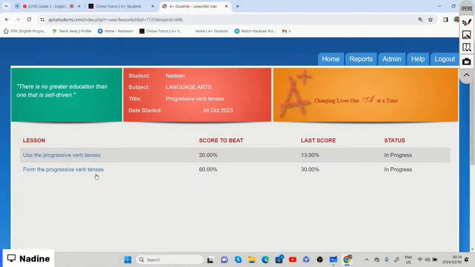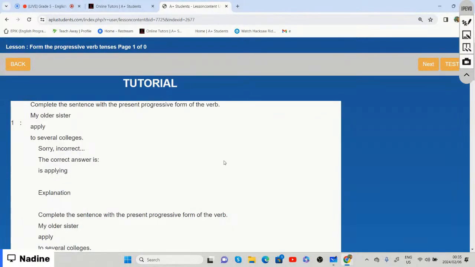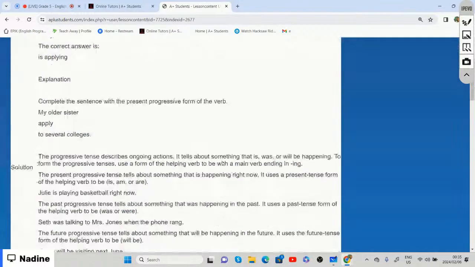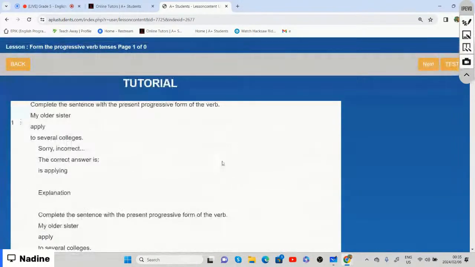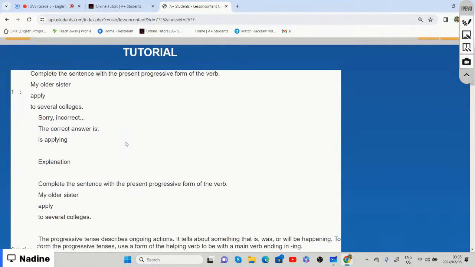And now we're going to form the progressive verb tenses. So we said we need to complete the sentence with the present progressive verb tense. Present. My older sister.